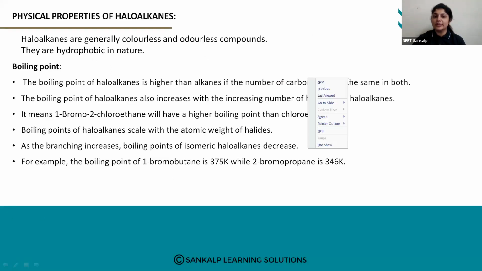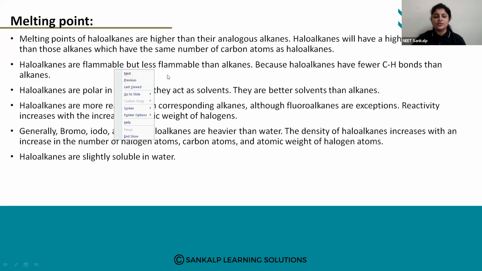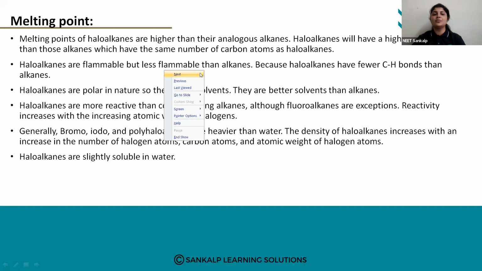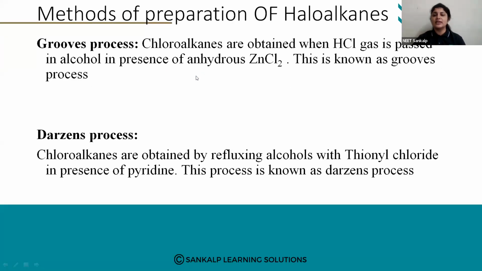Next, we discussed the properties: the boiling points and then the melting points. Today's class will start with the methods of preparation. From the textbook point of view there are many methods of preparation, like from alcohols, but I'll be discussing those which are important from the NEET point of view, including the name reactions. First we'll discuss the methods of preparation of haloalkanes, and later haloarenes.